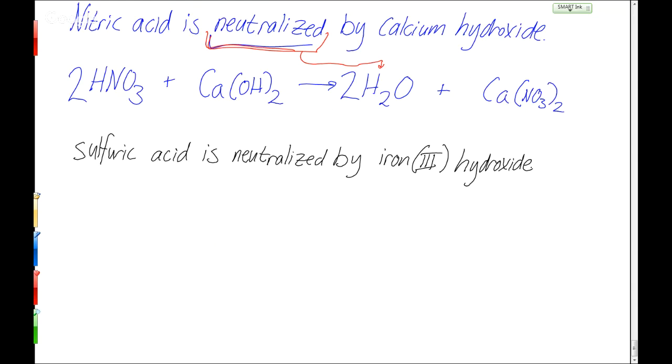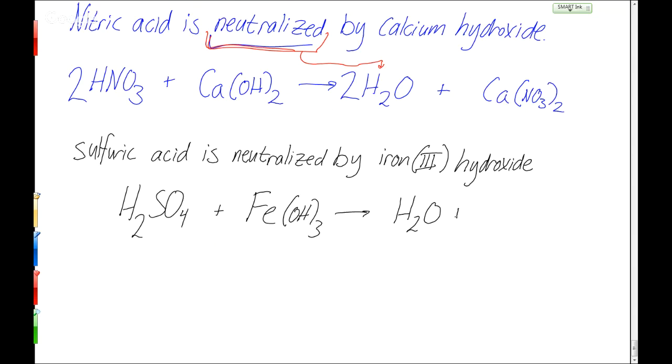On the right side of the equation, would it be H2O plus 2 Fe(SO4)3? Well, let's see how it balances out. So you've got H2SO4 for sulfuric acid, iron(III) hydroxide. It's a neutralization reaction, which means we form water, and what's left, which is iron(III) sulfate. So that's Fe2(SO4)3.